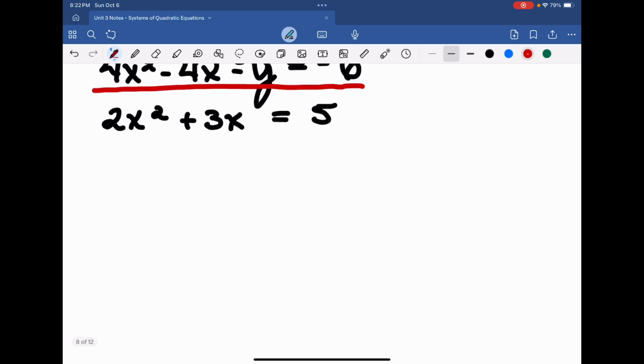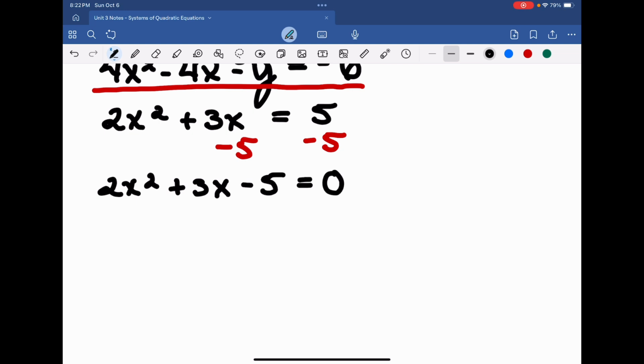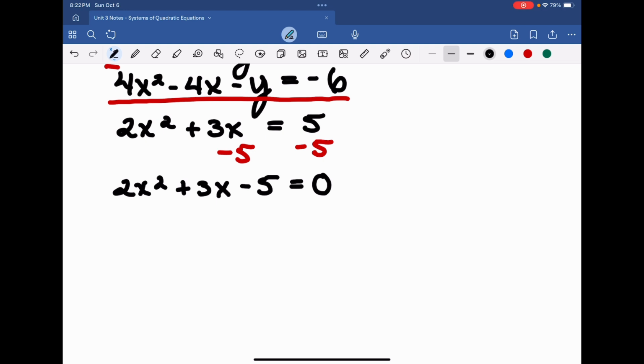Now, again, we want to make this into a quadratic. To make this into a quadratic equation, we must subtract 5 from both sides because we're probably going to end up factoring this. It's 2x squared plus 3x minus 5 is equal to 0. Now, for this one, we're going to look at this and think about our options. We can put it into quad formula, we can factor it, we can complete the square and then do the square root principle. Those are all options at our disposal.